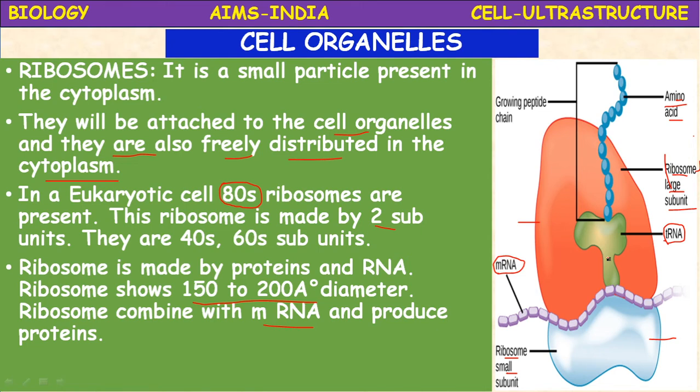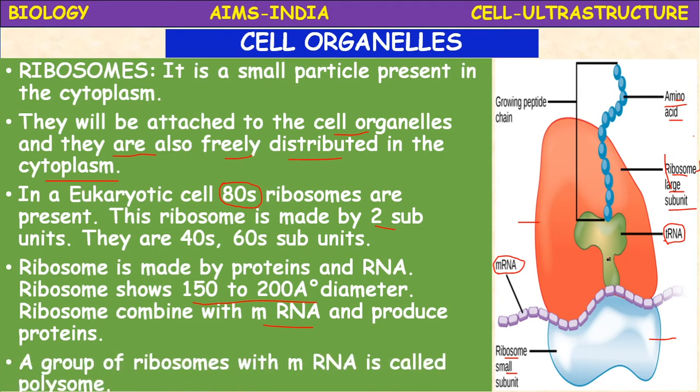And the amino acid sequence. These amino acids combine to form the proteins. So what is a protein? Protein is nothing but peptide chains, amino acids combined together. A group of ribosomes with mRNA is called a polysome. These polysomes are present in bacteria or prokaryotic cells.